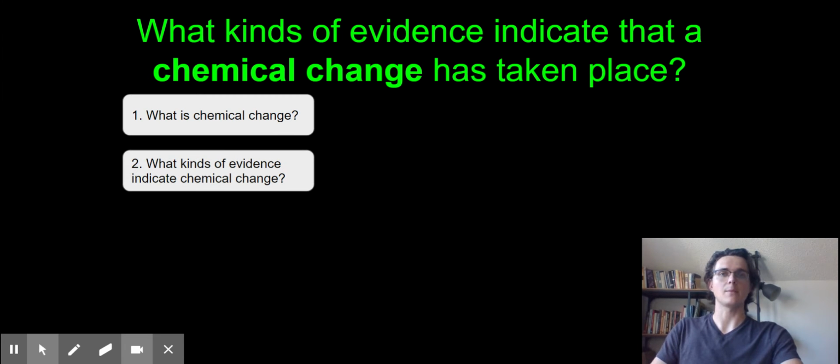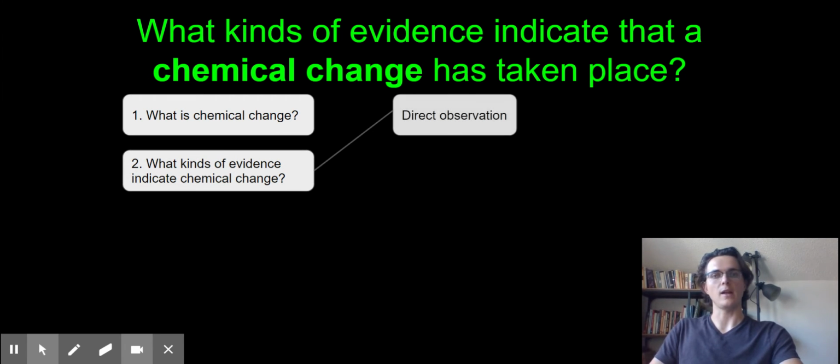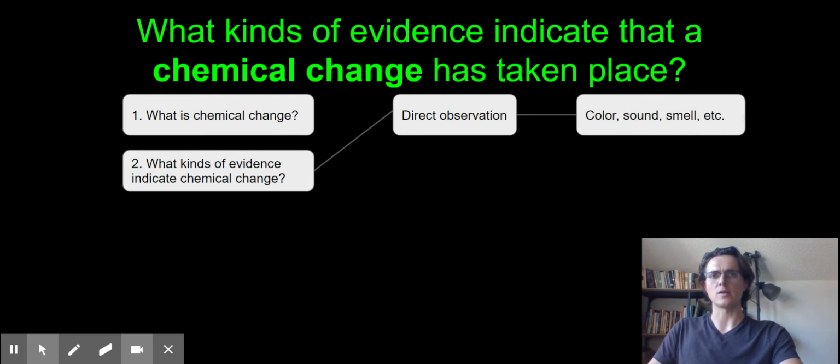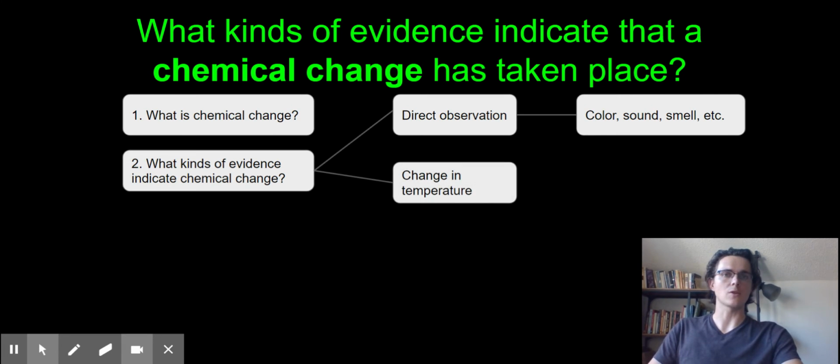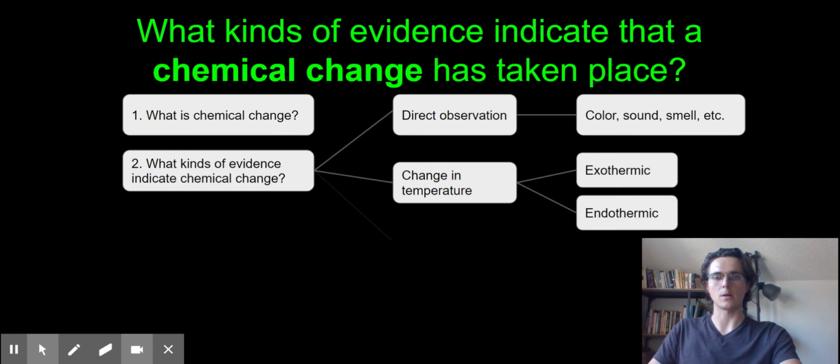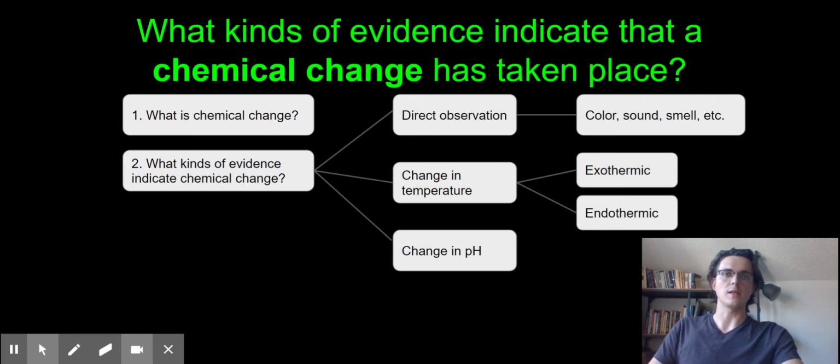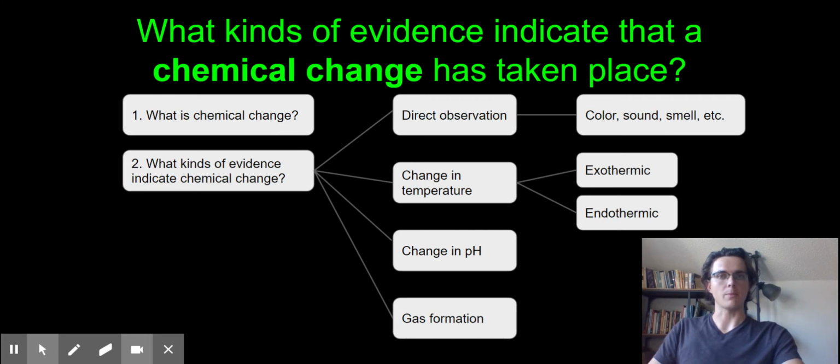We're going to talk about different types of evidence of chemical change. That evidence can come in the form of direct observation, no measurement necessary. And that means a change in color, a sound, a smell, etc. It can also mean things that you can measure, which include a change in temperature. Reaction can either be exothermic or endothermic, and we'll talk about that. You can measure a change in pH, which is just acidity. So a gas might also form if a chemical change is happening, and we'll talk about gathering evidence of that.